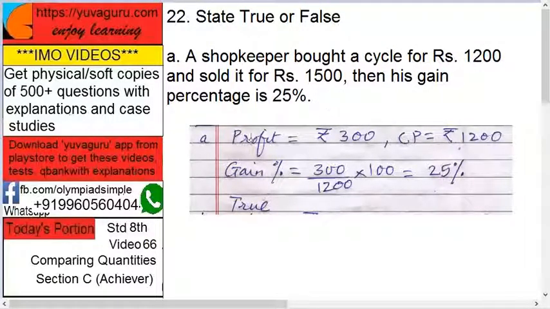Okay, let's check. Here 1200 bought, sold for 1500, so profit equals 300, cost price equals 1200. Profit percentage, what is required? Gain percentage. Gain means profit, so profit percentage is always calculated on cost price. That's why gain percentage equals gain upon cost price into 100. So 3 ones are 3, and 4s are 4, then 4 ones are 4, 25 are 25%. So the answer is true.